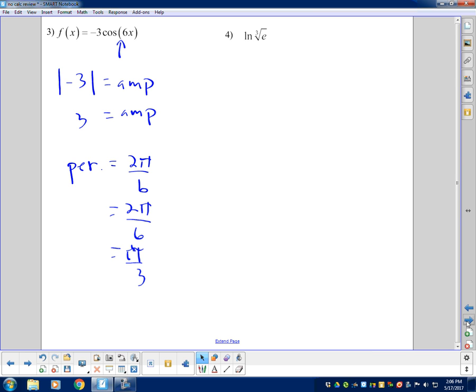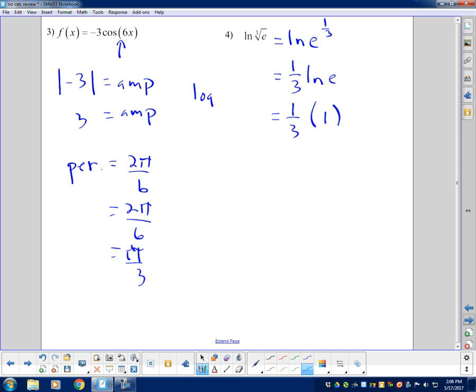All right, number 4. It says, find the exact value of this expression. Well, think of this as ln of e to the 1/3 power. Maybe first, that cube root of e is the same as e to the 1/3 power. Bring the 1/3 out in front. That's one of the properties of logarithms. Another property of logarithms says that ln of e is 1. Think of this as log base e of e equals x. That would be e to what power equals e, and x would have to equal 1 for those to match here and here. So ln of e is 1. Hopefully that'll help you remember it.